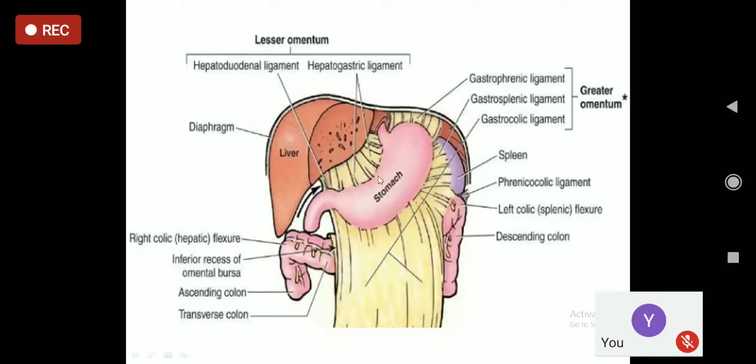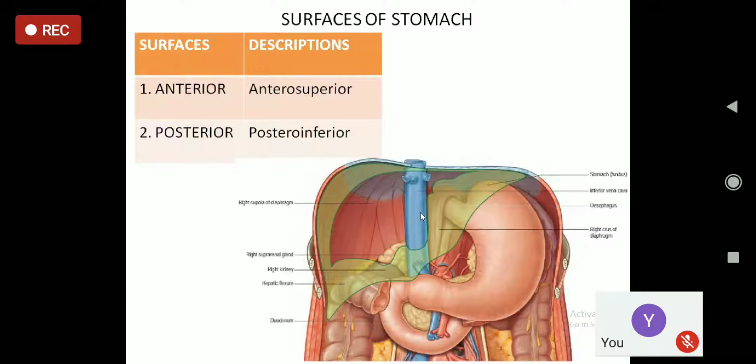The lesser curvature gives attachment to the lesser omentum, which is the fold of peritoneum reflecting from the stomach to the liver. And the greater omentum is the fold of peritoneum which extends down and again ascends up to get attached to the transverse colon. This reflection of peritoneum will be clearer in your peritoneum class. For now, remember, the lesser omentum is attached to the lesser curvature and the greater omentum is attached to the greater curvature of the stomach.